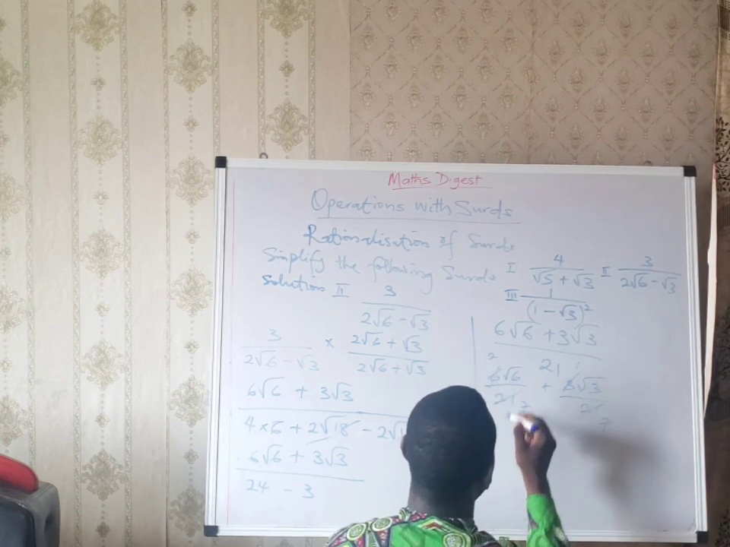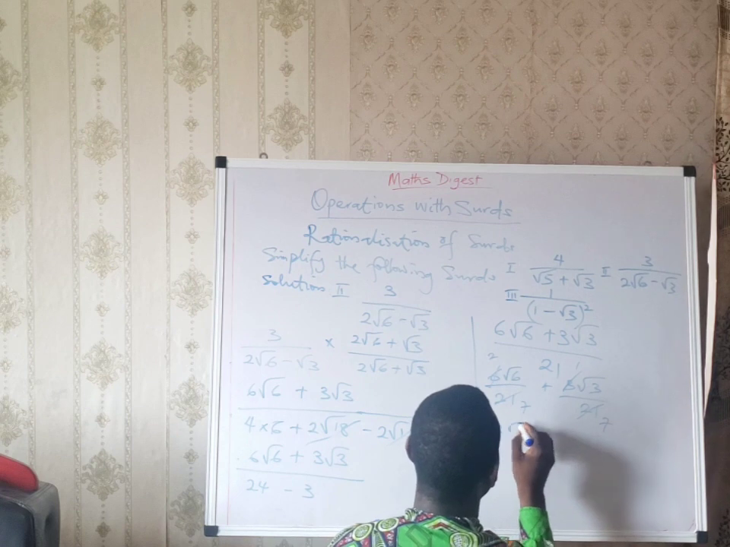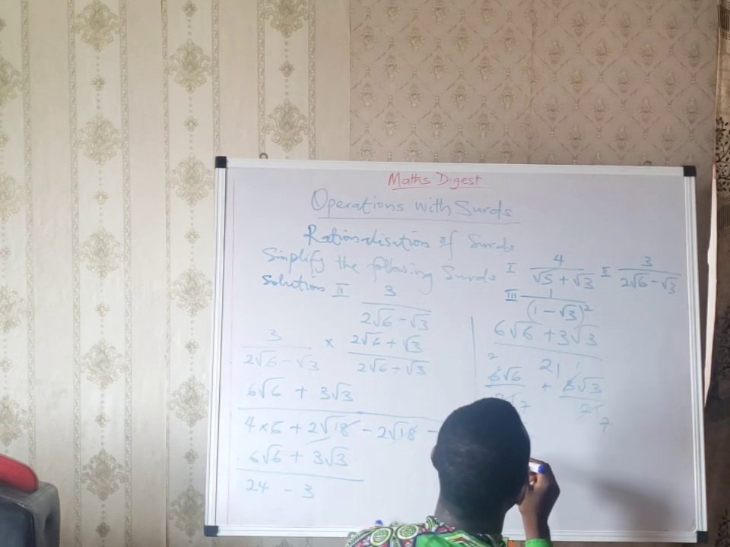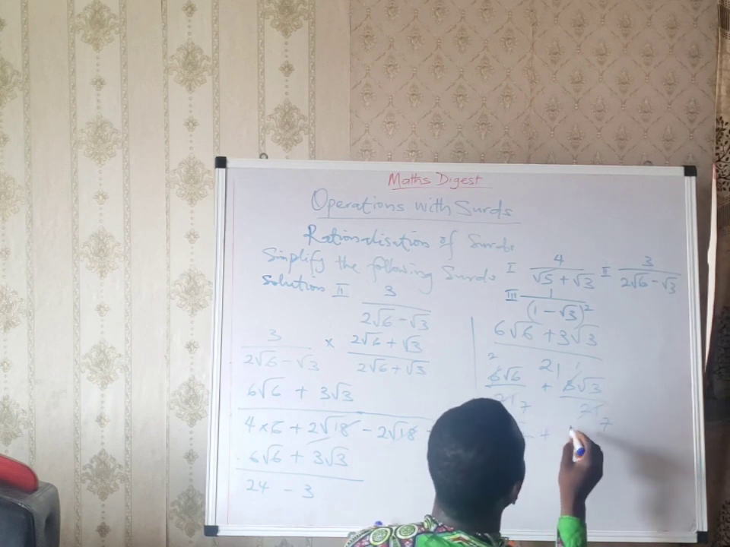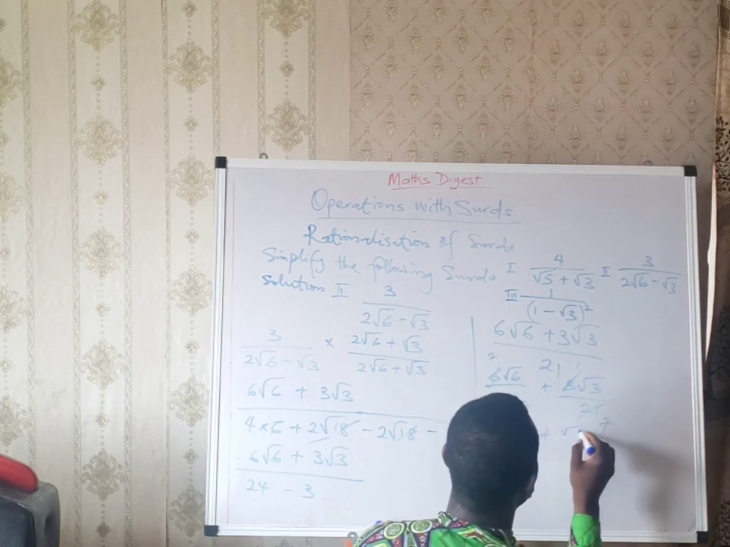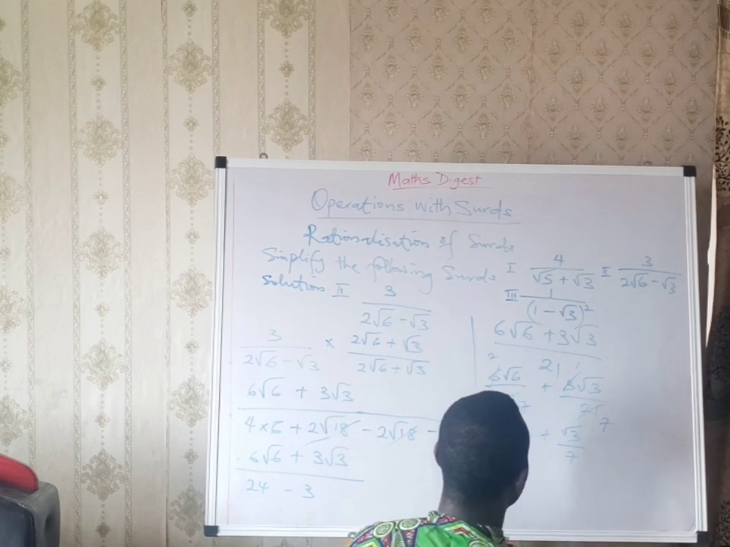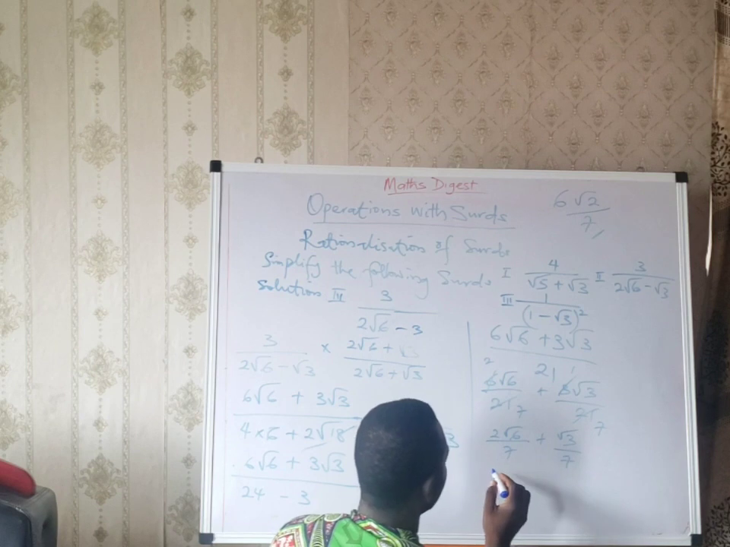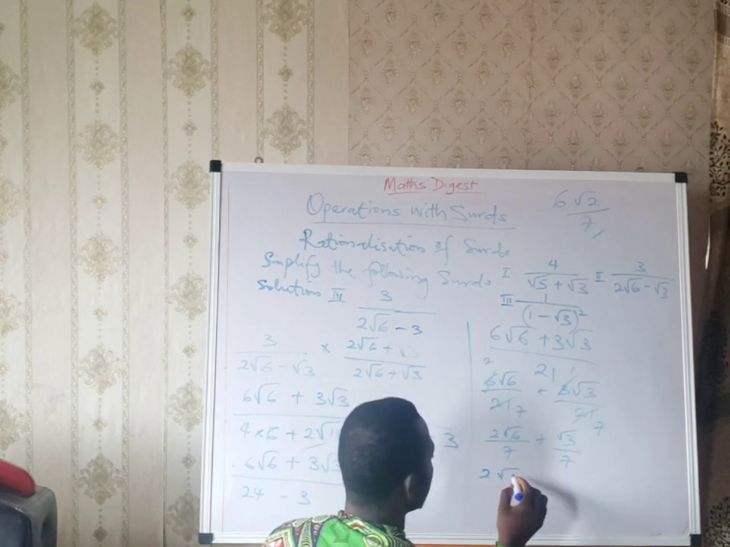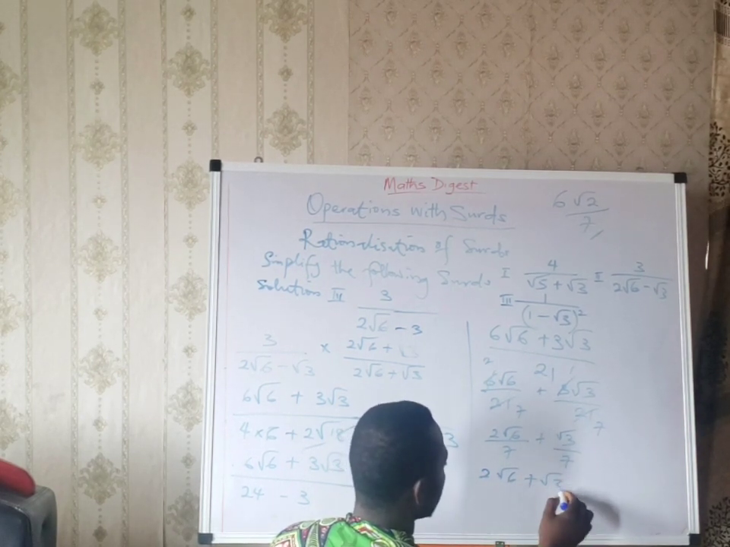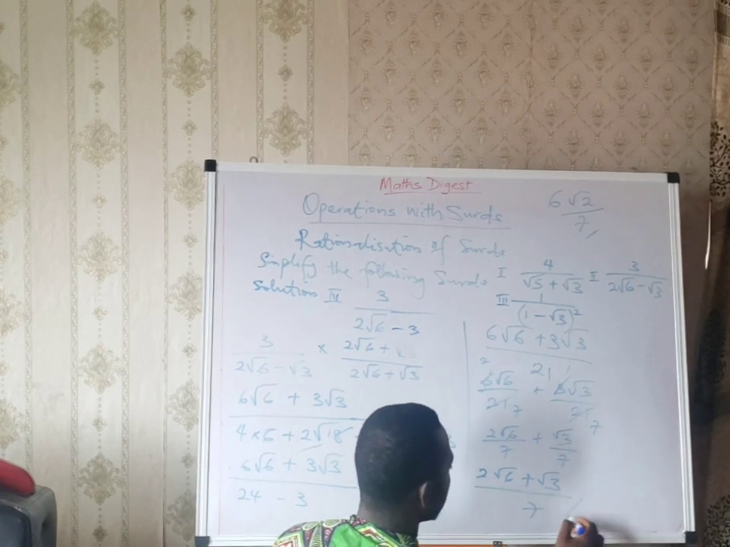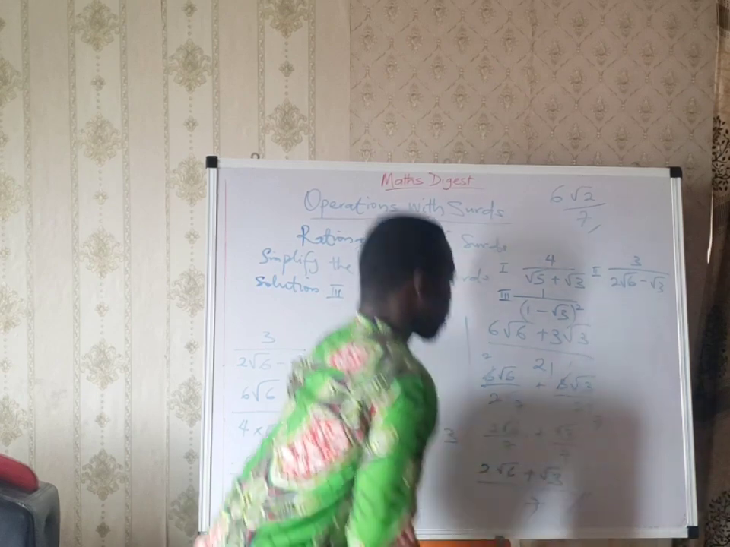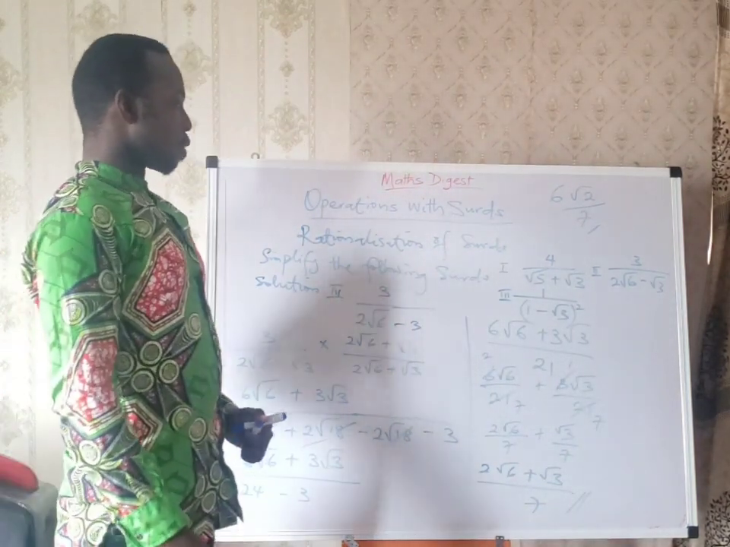Now, from here, we can have it that 2 root 6 over 7 plus root 3 over 7. All right, so combining it, we now have 2 root 6 plus root 3 all over 7. This is the final answer, okay? The final answer.